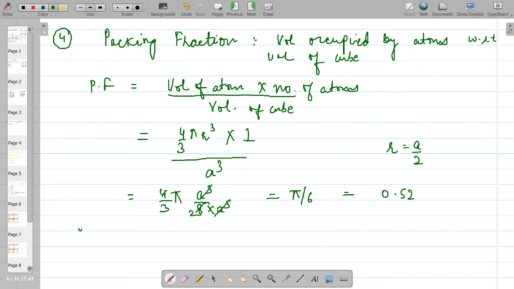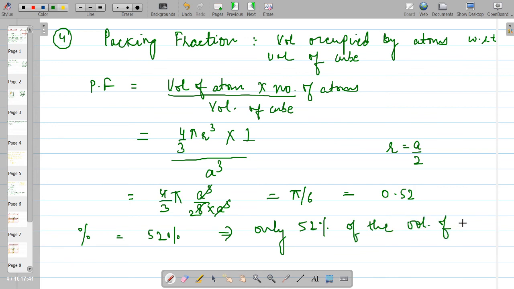If you calculate it in the percentage, it would be 52%. This implies that out of 100, only 52% of the volume of cube is occupied. Only 52% of the volume of cube is occupied by the atoms.